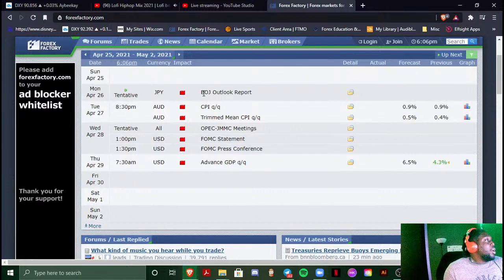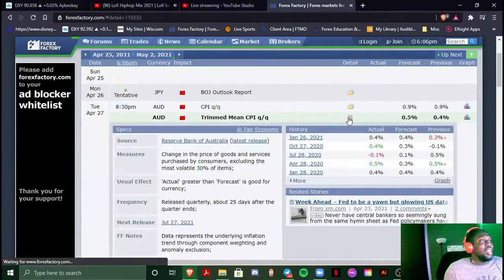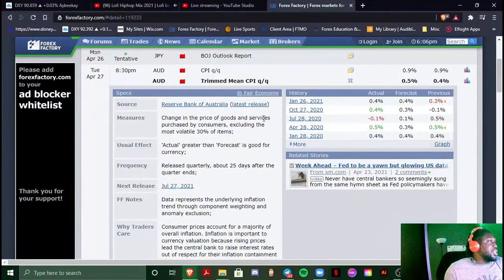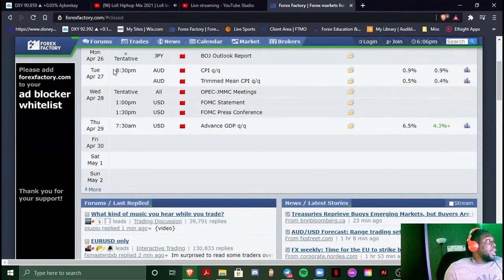Anyway, so JPY, we got JPY tentative BOJ outlook report. Not really caring about that, I don't really trade any JPY pairs other than GJ, so it's not really that crazy to me to look at. 8:30 Tuesday, we have AUD news CPI with trend mean CPI, which I don't even know what that is, to be quite honest with you. Let me see. Changing the price of goods and services purchased by consumers. Yeah, basically same thing as CPI. And so it's going to be at 8:30 p.m. Central Standard Time.